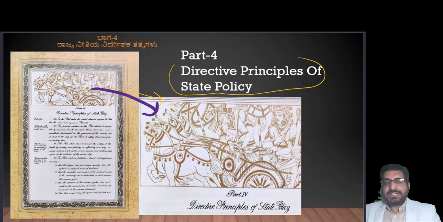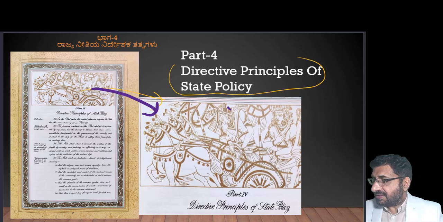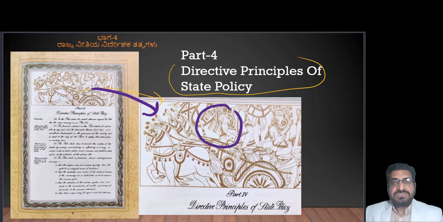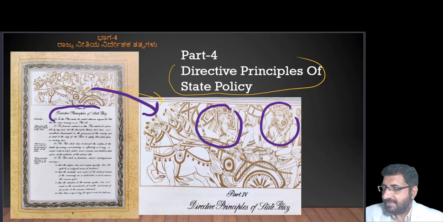Again, this is the epic period only. This scene is from Mahabharata, particularly Bhagavad Gita. See Arjuna, he is almost giving up. He was not ready to continue the war. Then Krishna preaches him the Bhagavad Gita. That scene is here. This is in part 4. Okay, this is the heading and this is the scene, the artwork.